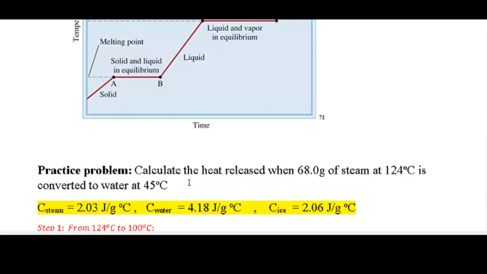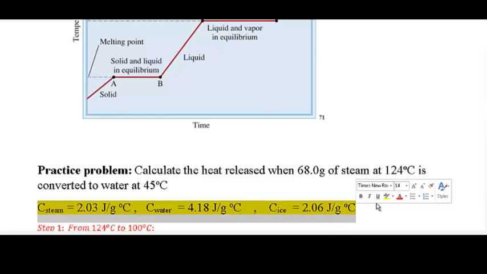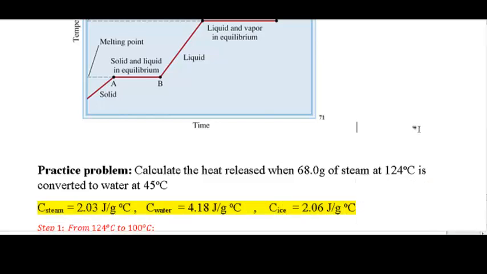In order to solve this problem, you're going to need some constants. So I've already quoted here some constants. These are called specific heat constants for steam, water in the steam state, water in the liquid state, and water in the ice state. So go ahead and do this problem and see if your answer coincides with mine.